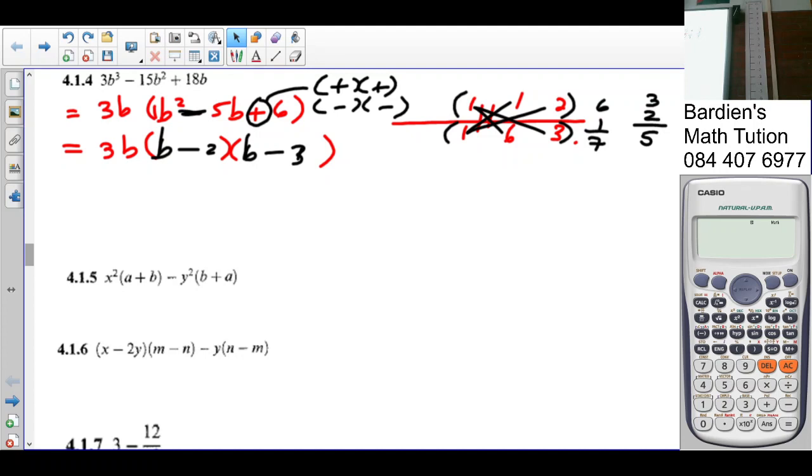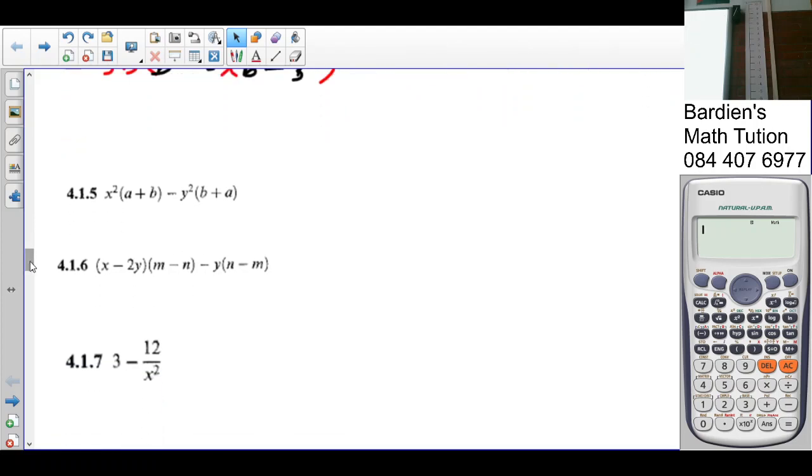If the last term is positive, the signs will be the same. Both must be plus or both must be minus in the bracket. But because the middle term is minus, both are going to be minus. If the middle term had to be plus, then both would have been plus as well.